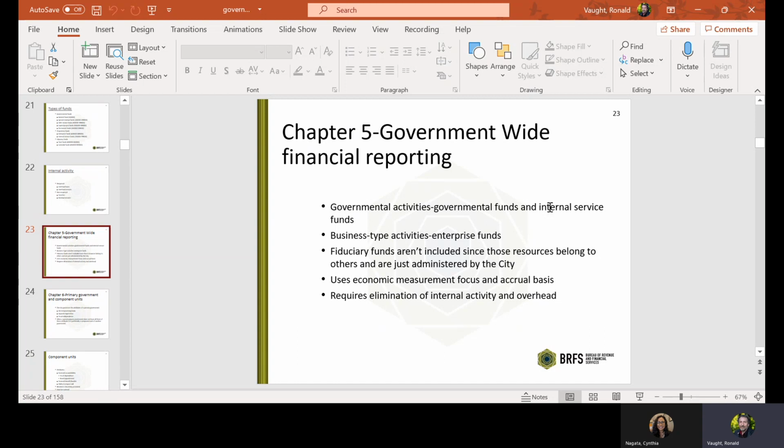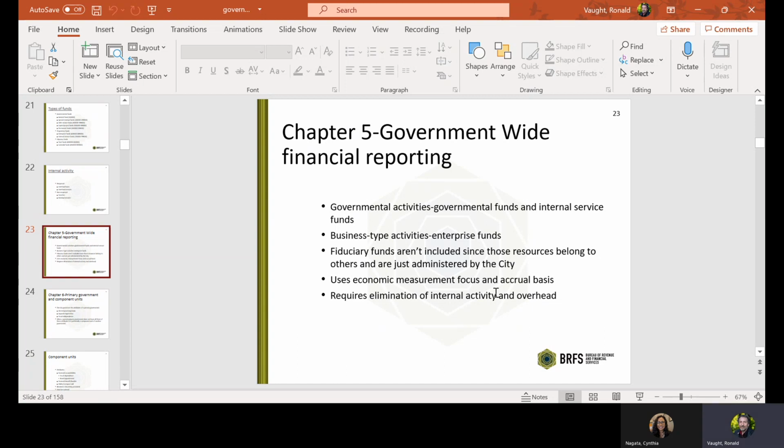In the case of FPDNR, which is our trust fund, that money belongs to the beneficiaries, the retirees, and the people collecting disability, the police officers and firefighters, the sworn officers. It uses economic measurement focus and accrual basis of accounting, and requires elimination of internal activity and overhead.